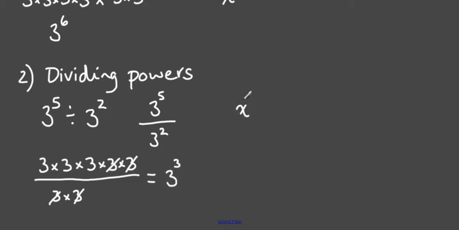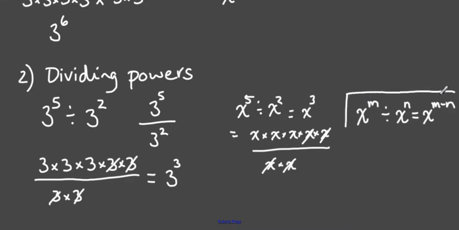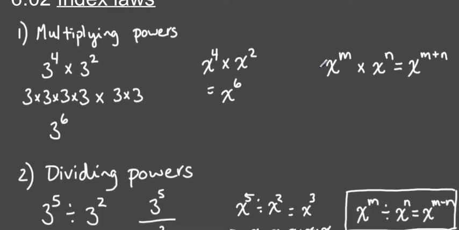I can do the same thing with x's, or with any variables. X times x times x times x times x divided by x times x. So it doesn't matter what number there is, we will always end up here with x to the 3rd. And so what we're doing there is subtracting the indices. So I can take x to the m to generalize, divided by x to the n, and that's going to be equal to x to the m minus n. So that's the second law. And this is our first law.